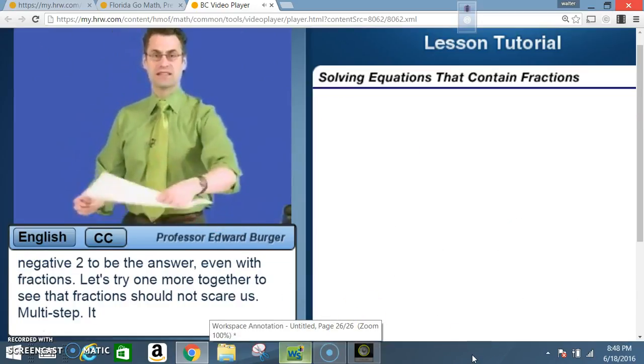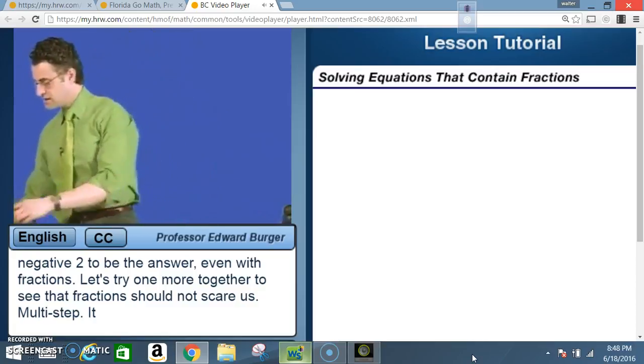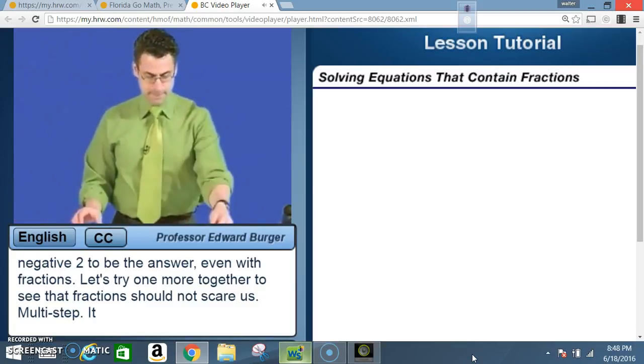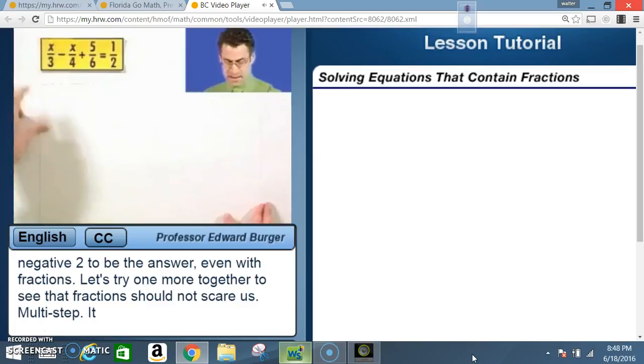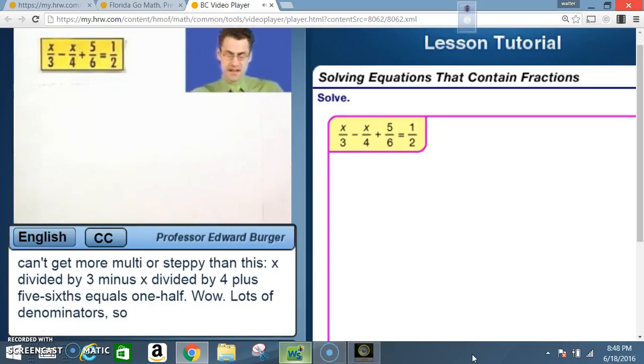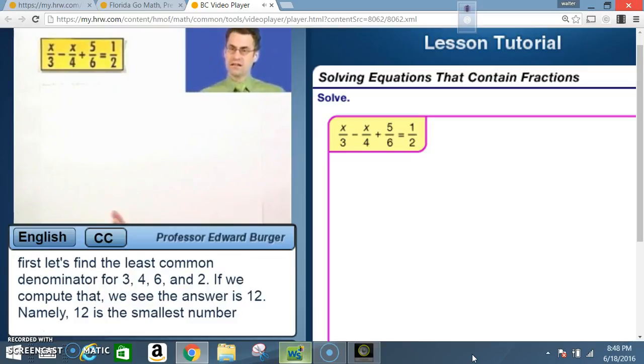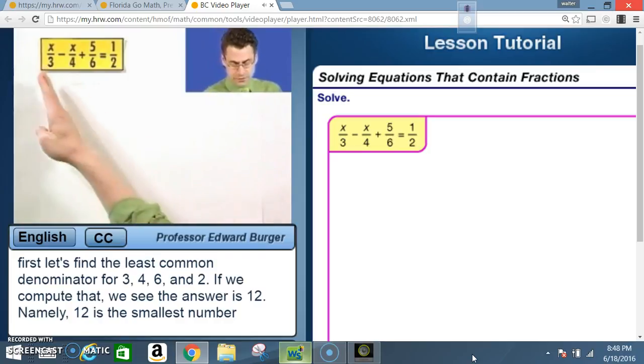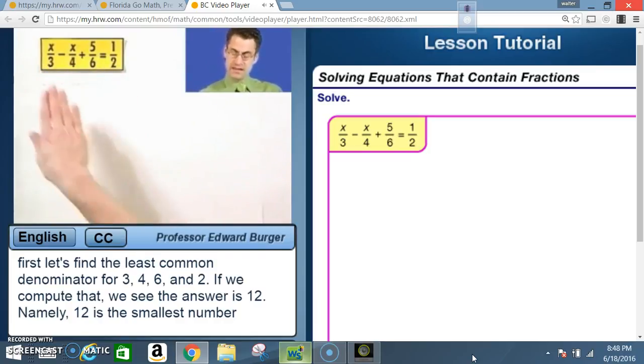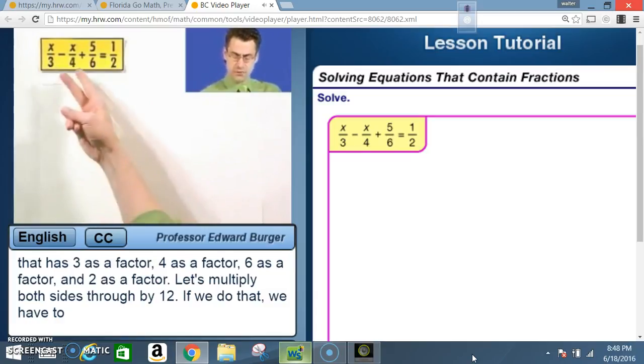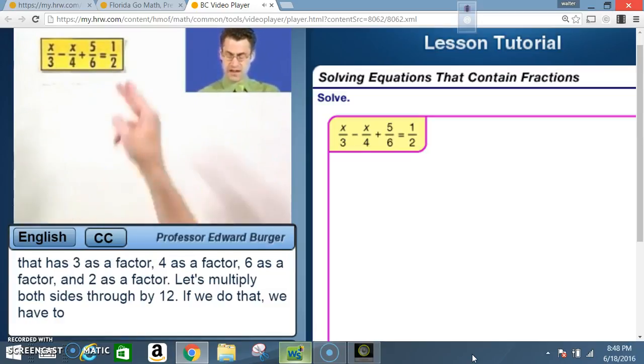Let's try one more together and see that, in fact, the fractions should not scare us. Multi-step. Can't get more steppy than this. x divided by 3 minus x divided by 4 plus 5/6 equals 1/2. Wow. Well, lots of denominators, so first let's find the least common denominator for 3, 4, 6, and 2. And if we compute that, we see the answer is 12. Namely, 12 is the smallest number that has 3 as a factor, 4 as a factor, 6 as a factor, and 2 as a factor.